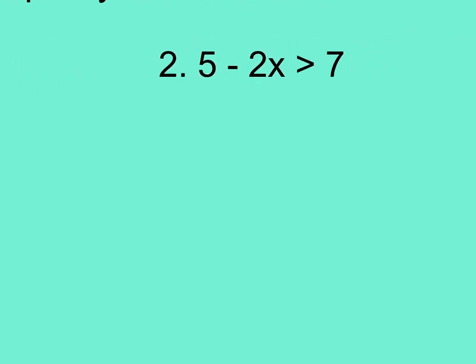Number 2, that 5, this is a problem I've seen us get confused on before. That 5 is positive, so to cancel it out, this is the one where you do have to subtract it. So if -2x is greater than 2, x is still not by itself, so we need to divide both sides by -2.